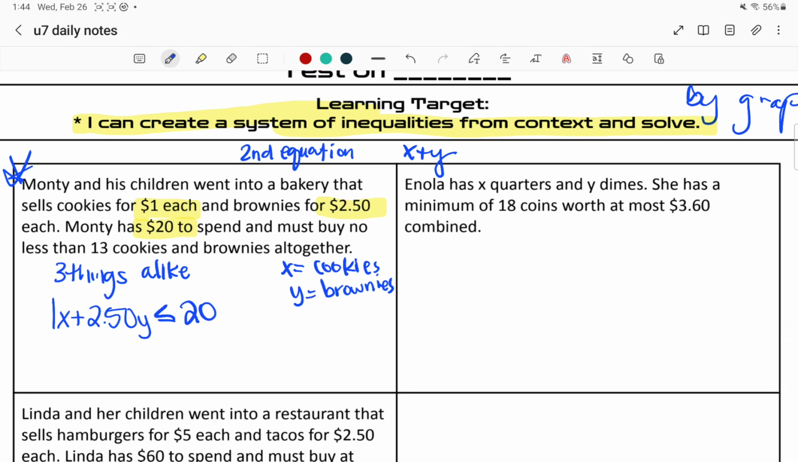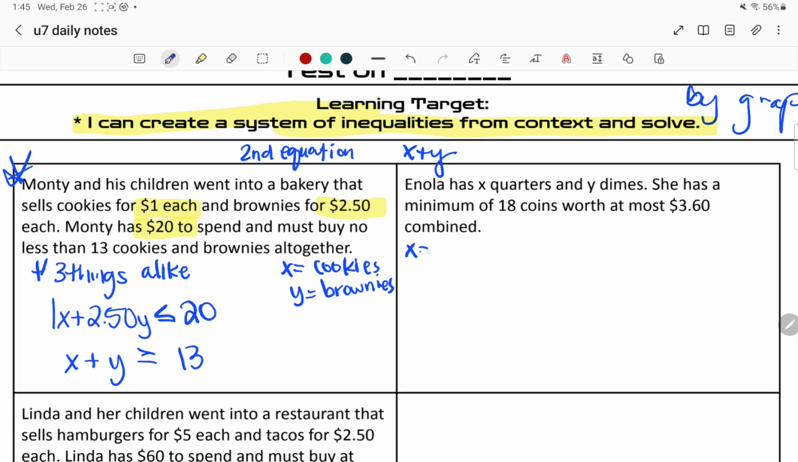And then I must buy no less than 13 cookies and brownies together. So no less, think the opposite of less because it's no. No less would be more. So greater than or equal to 13. Okay? So think about that thought process, how we figured out the symbols. And remember, you keep your three things that are alike together. And making the inequalities should be not a big deal. Let's try it a couple more times.